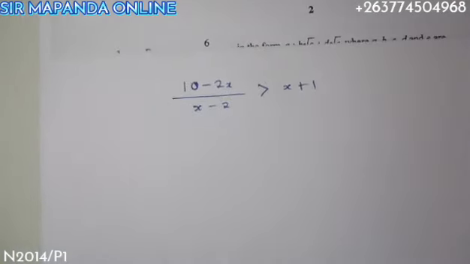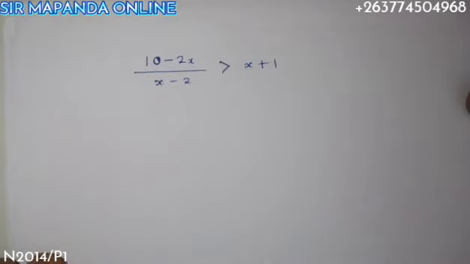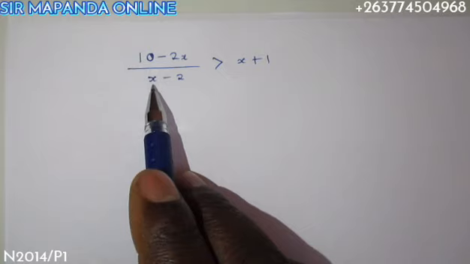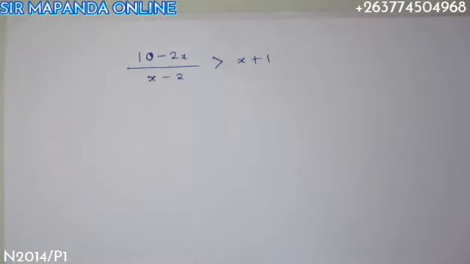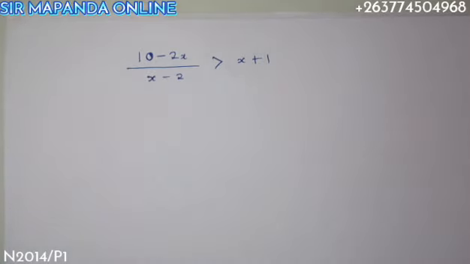Right. So what I'm going to do is, firstly, majority of the candidates cross multiply, which is wrong. Why? Because in x minus 2, the value of x is unknown. So if we cross multiply, we do not know whether x minus 2 is negative or positive. Remember, if you multiply by a negative number, the inequality sign is reversed, right? So if you cross multiply, it is wrong.